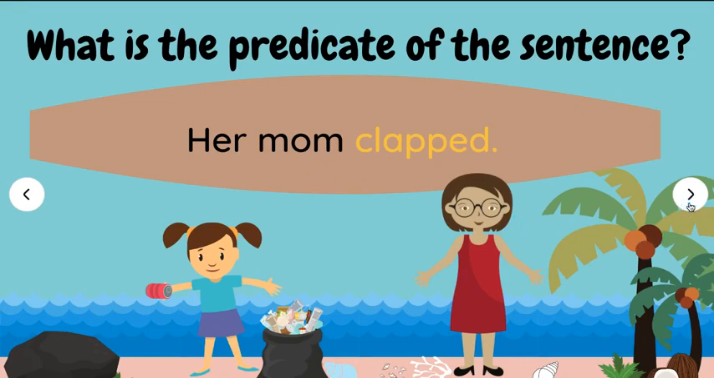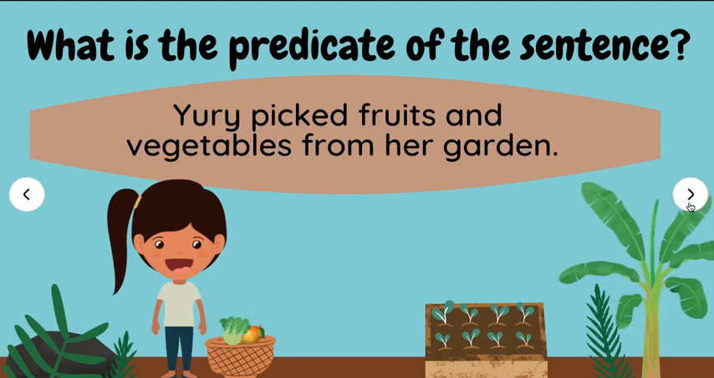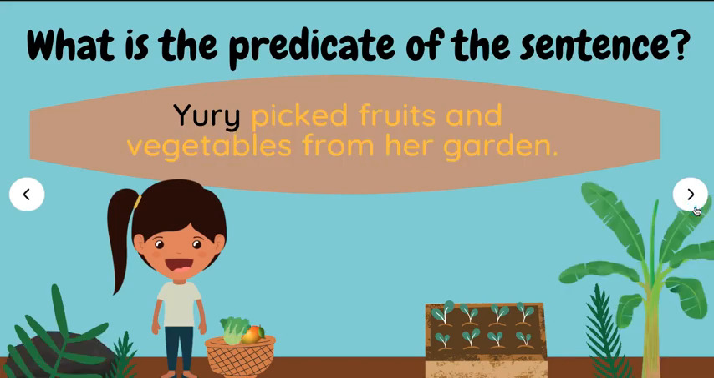Let's look at more examples. Yuri picked fruits and vegetables from her garden. We know that in this sentence, it is talking about Yuri. Now, the key to finding the predicate is to ask, what did Yuri do? The predicate is picked fruits and vegetables from her garden because that is what the subject did.